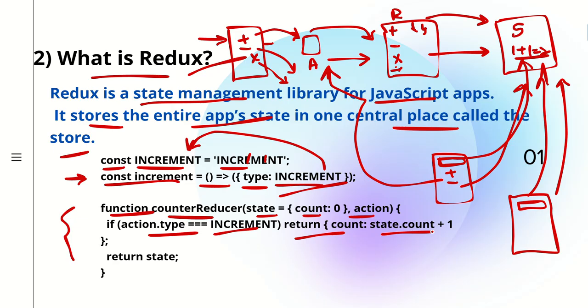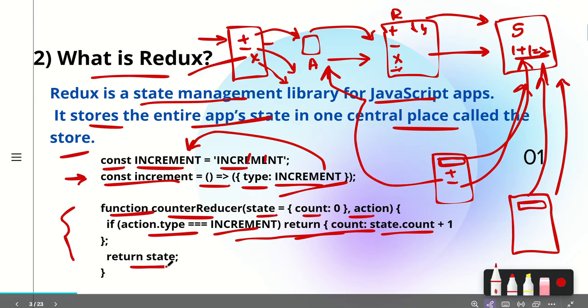If it's there, then we will do plus 1. If it's not there, then 0 plus 1, it will be initialized to 1. So we can return the count value from here. So for increment, and then we can have else if multiple conditions here, and then we will return the state, and this thing will be stored in the store.